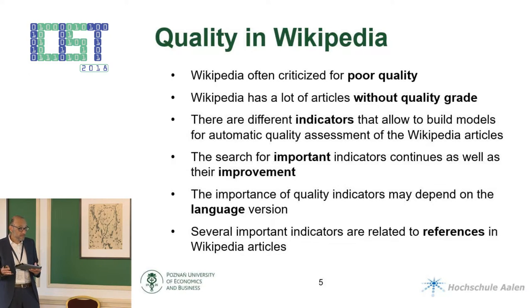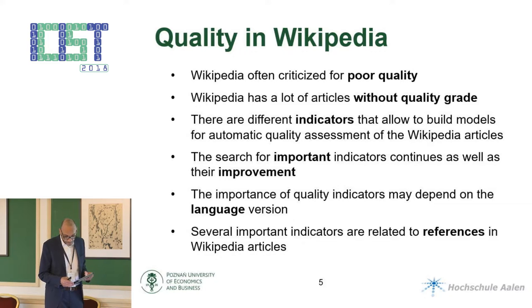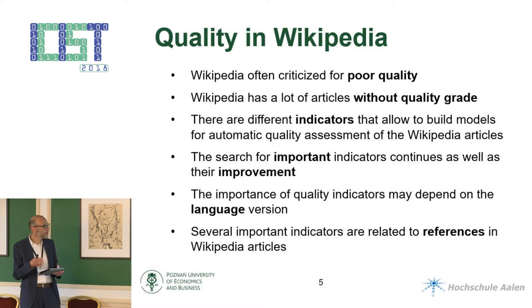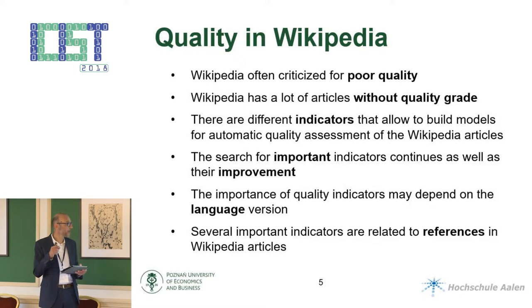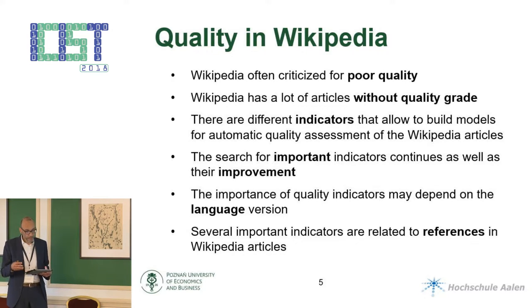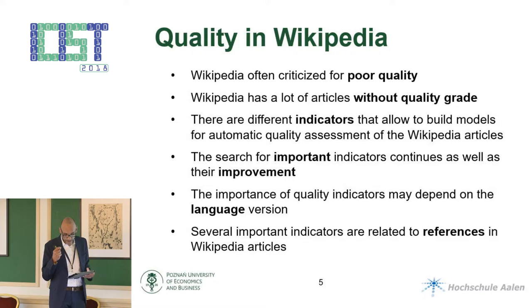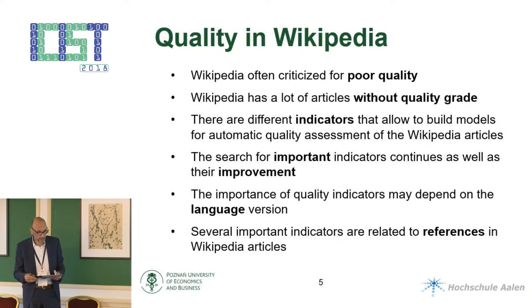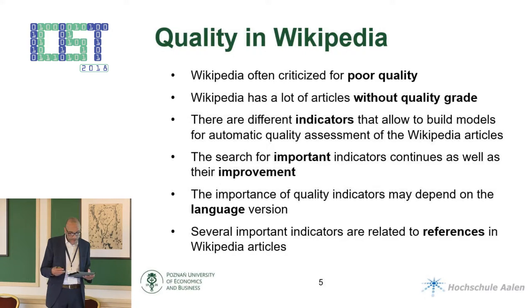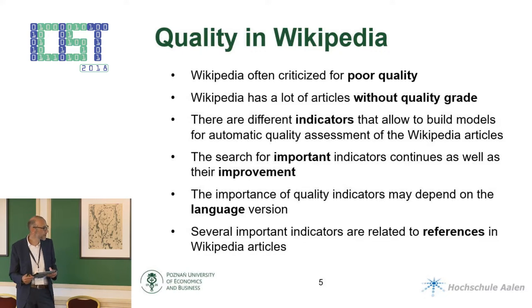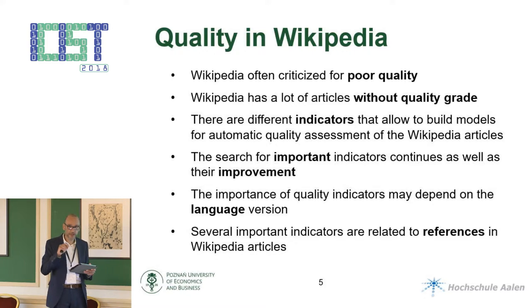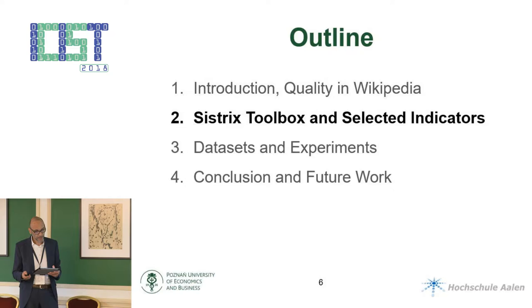Some articles still have poor quality in Wikipedia. We have a quality grade in Wikipedia, but most of the articles don't have a specific grade. That's why we think that different indicators are very important and allow us to build models for automatic quality assessment of the articles. Several important indicators are related to references in Wikipedia articles, and in our research we focused especially on the references in Wikipedia articles.